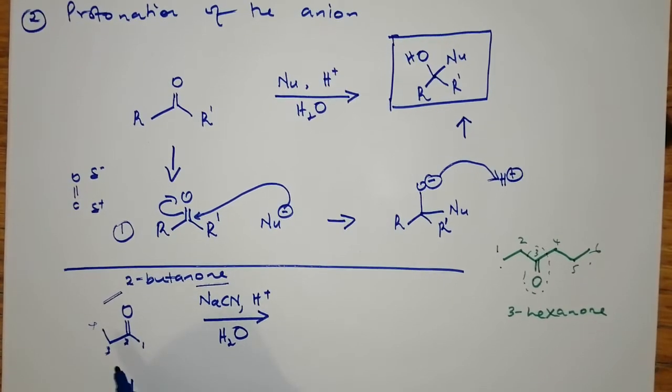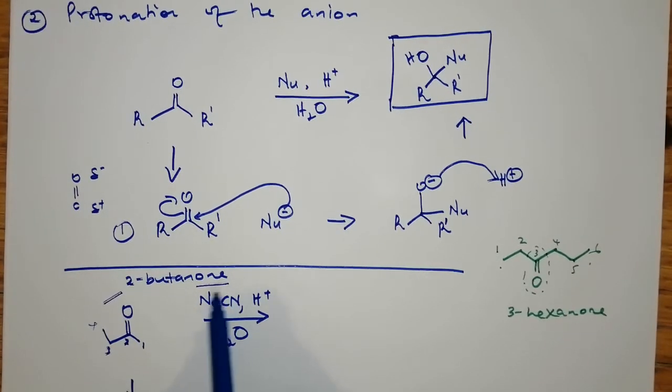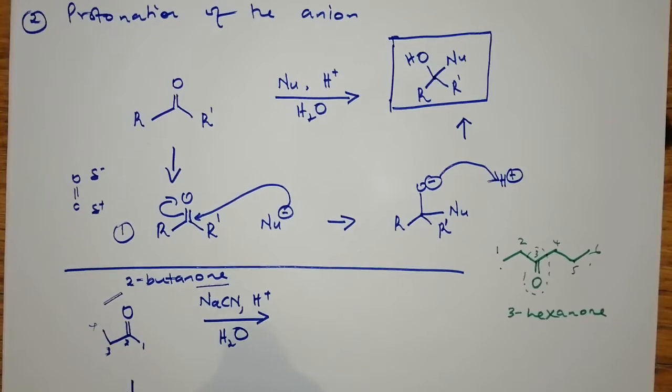Here we've got this ketone. This is the electrophile, and this now is the nucleophile. How this reaction is going to happen is that the cyanide there is going to attack right here, and then the pi bond breaks, and then we're going to have a tetrahedral intermediate.